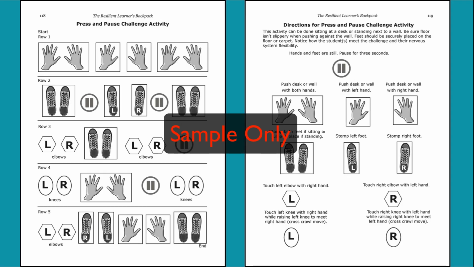And now this is kind of a complicated one, but they know the hands and the feet part of it. Now they touch their elbow with, if there's an L in the shape, then they touch the elbow with that hand. So they touch the elbow with their left hand or their right hand, and then they touch their left knee or their right knee, like the cross crawl. So it's a pretty fun activity.